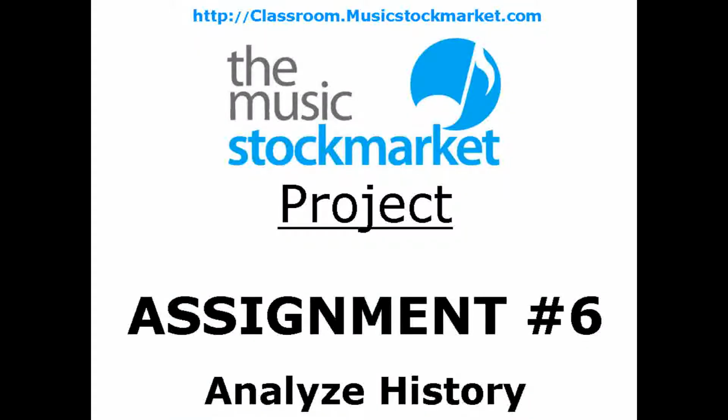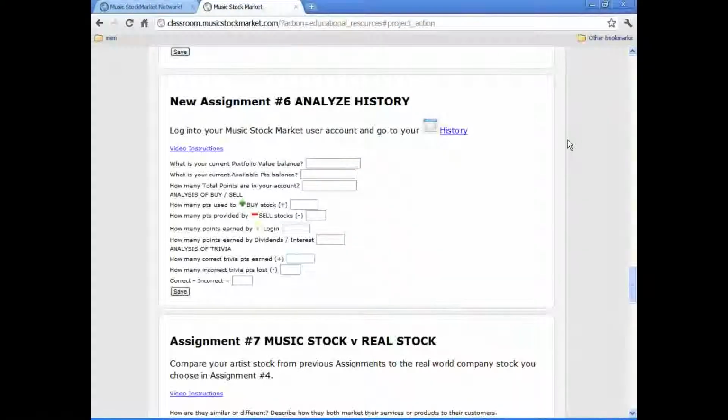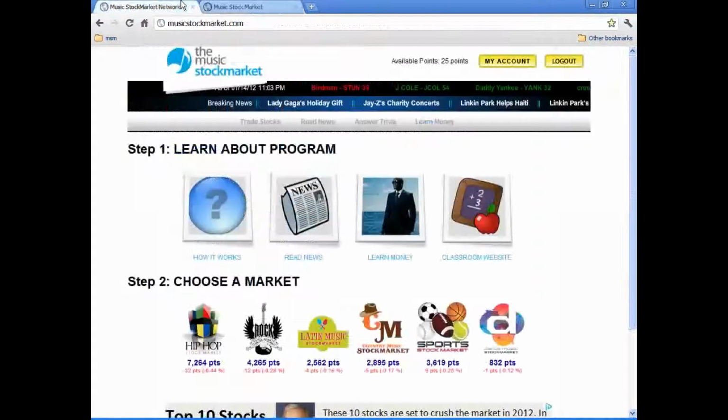We're doing project assignment number 6, analyze history. To complete this assignment, we'll be going to our account in the music stock market and accessing our recorded history. We have a link in our instructions to the account history page, but I'm also just going to access it here the long way from the musicstockmarket.com homepage.